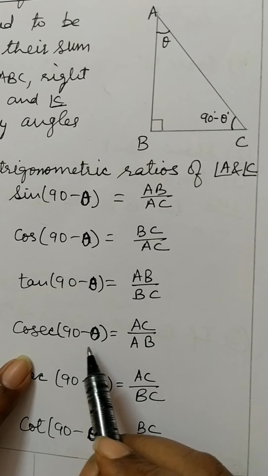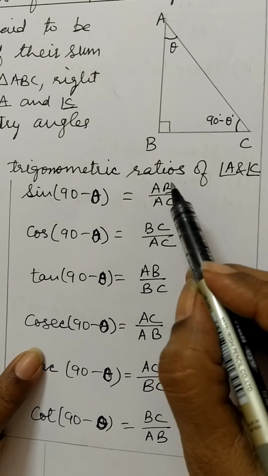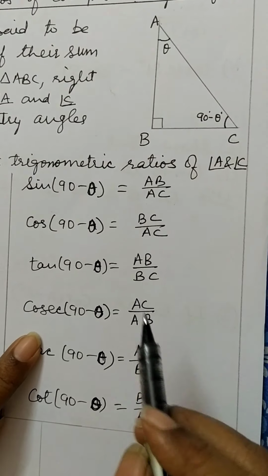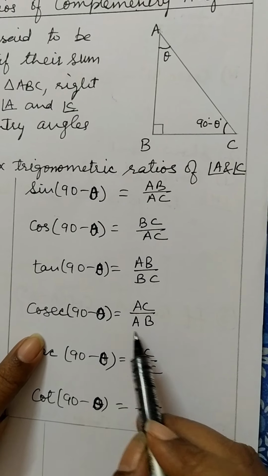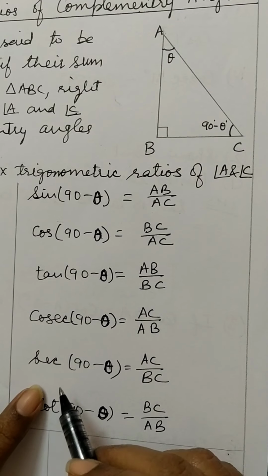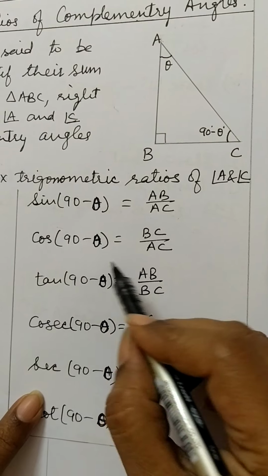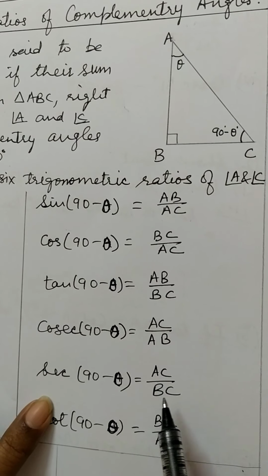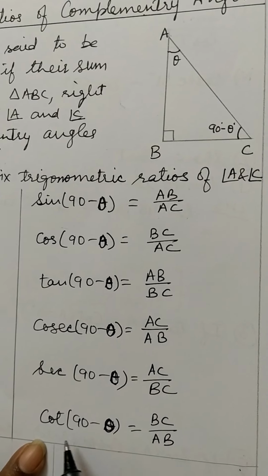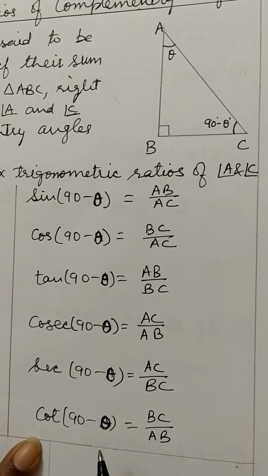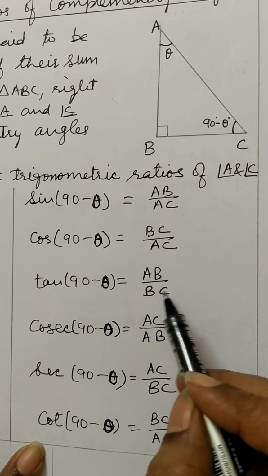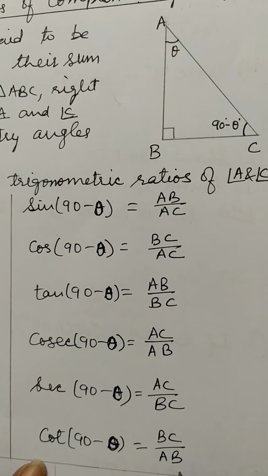Now for cosec 90 minus theta, we take the reciprocal of sine 90 minus theta and we obtain AC upon AB. For sec 90 minus theta, we are taking the reciprocal of cos 90 minus theta, AC upon BC it will be. For cot 90 minus theta, the reciprocal of tan 90 minus theta, we obtain BC upon AB.